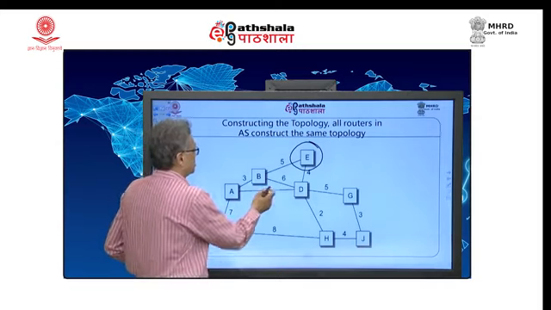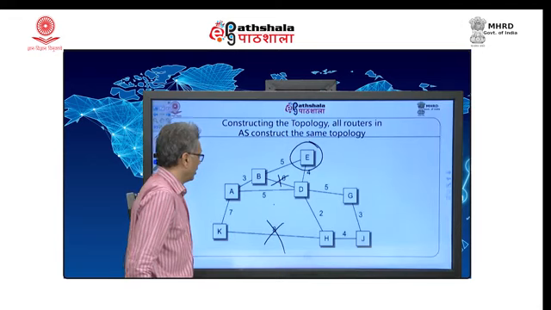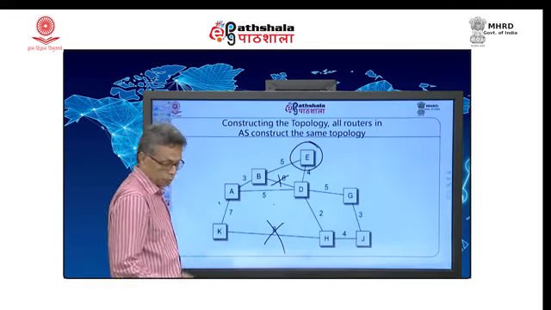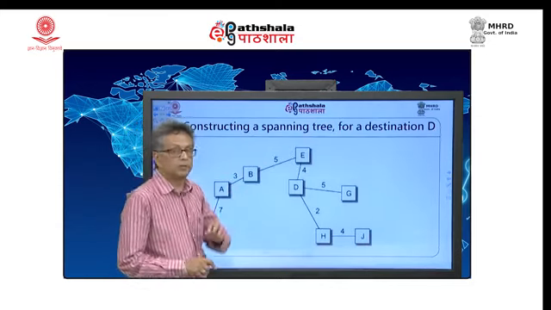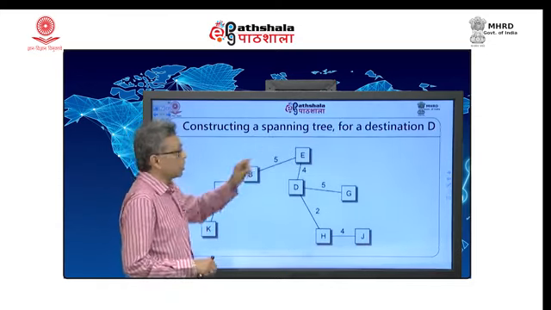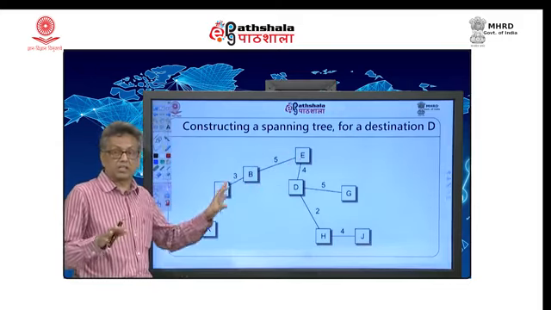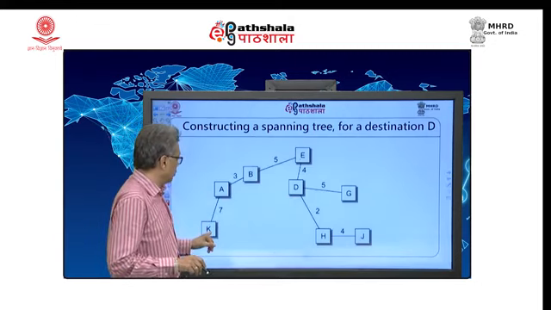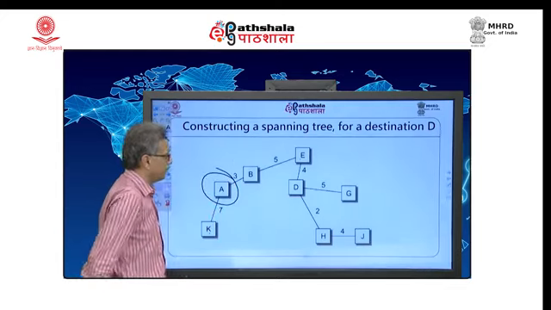For example, you prune this 6 because it is expensive, and 8 which is expensive. For 7 I do not have an alternative, otherwise I would prune that as well. Eventually, when I prune everything I get this, and this is called a spanning tree for destination E, constructed by everybody together. So, K knows that if I want to send something to E, the next best neighbor is A.